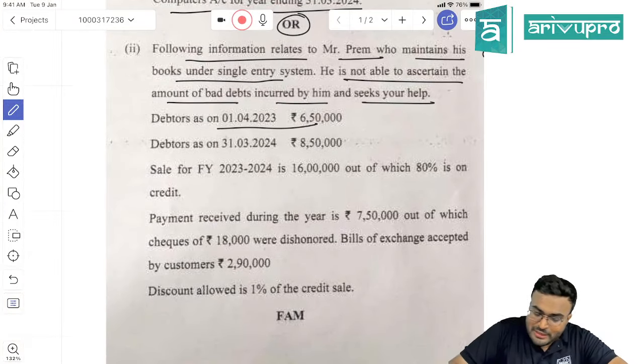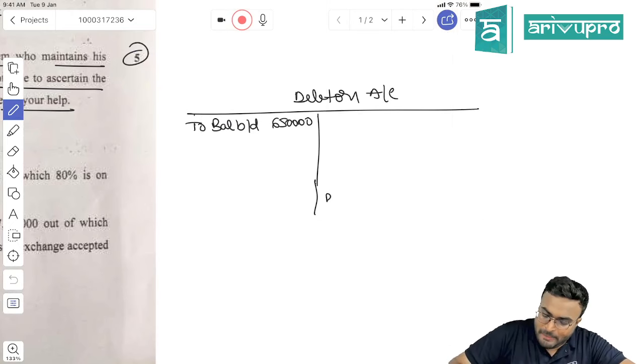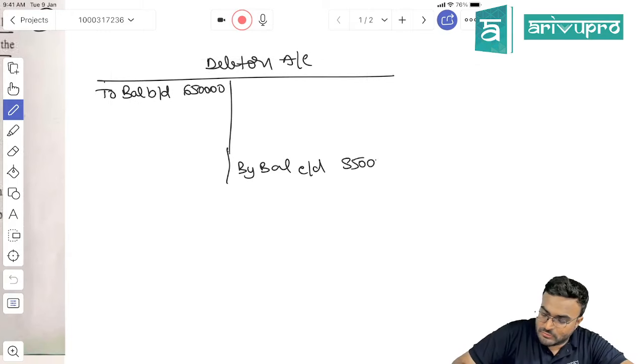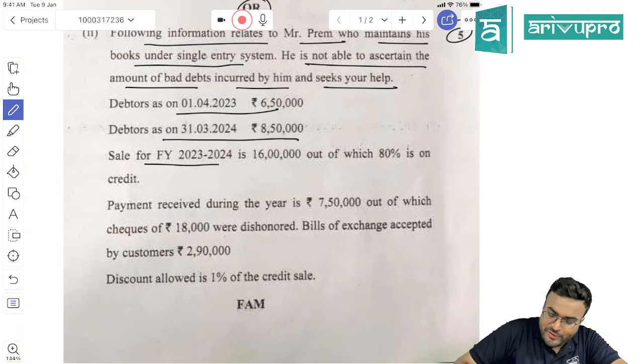6,50,000. Debtors as on 31st March 2024. That is the closing balance, so you will write over here by balance carried down, 8,50,000. Now you can see sales for the financial year 23-24.